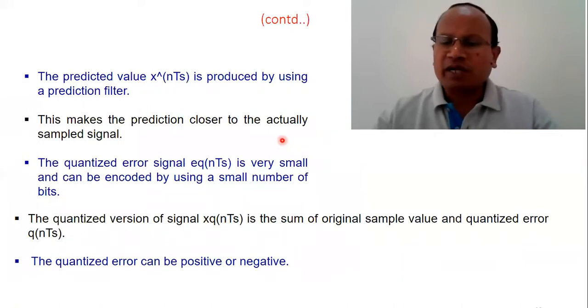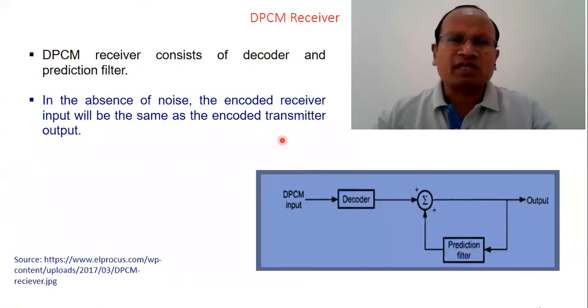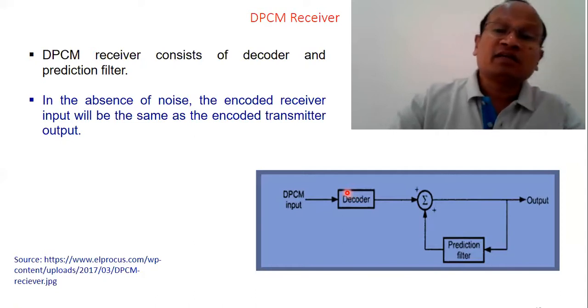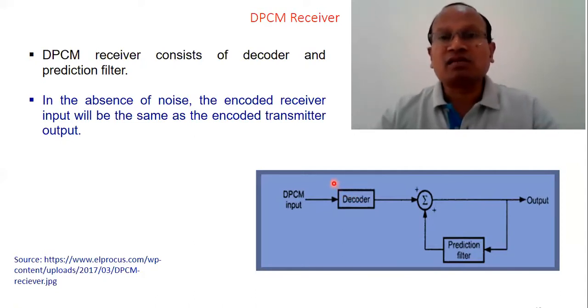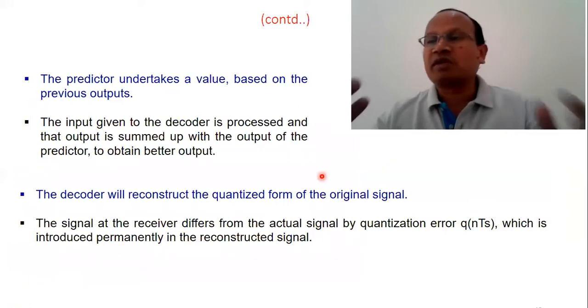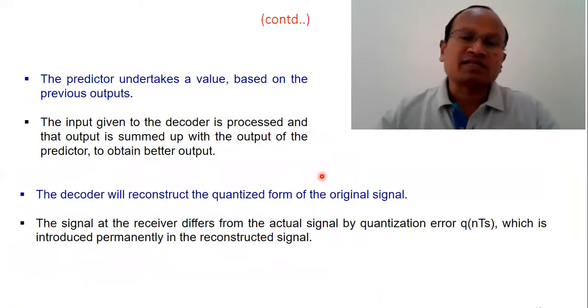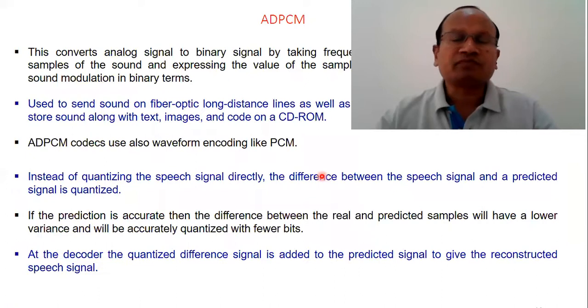So we have already explained this. The difference is encoded, and this is the block diagram of the receiver where we decode, and then again we use the predictor filter because it's needed so that the correct sample can be compared and the correct sample can be received on the basis of the difference.